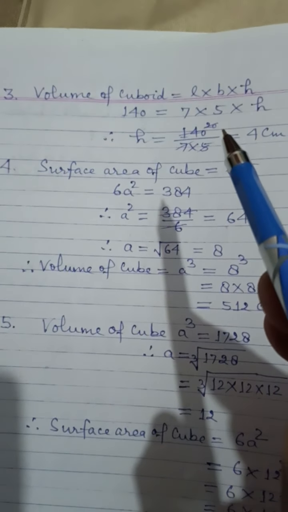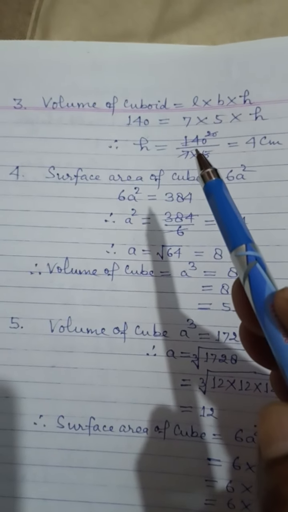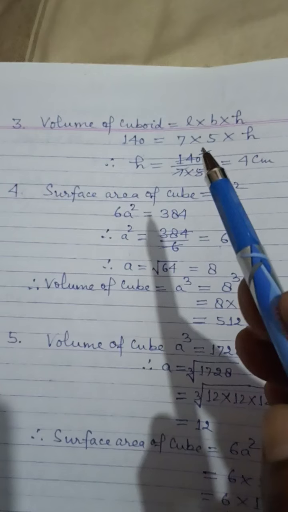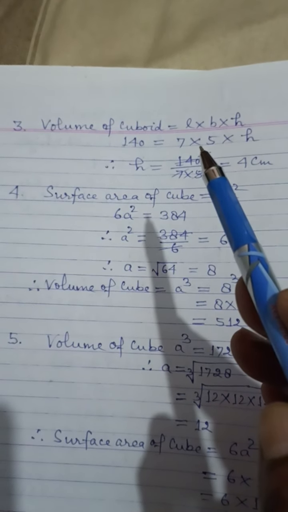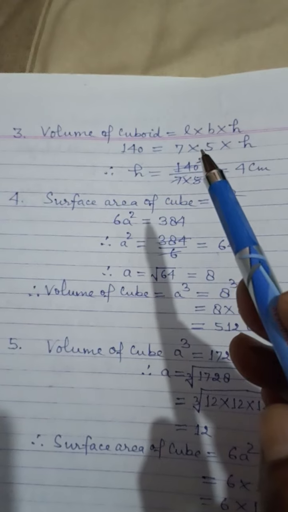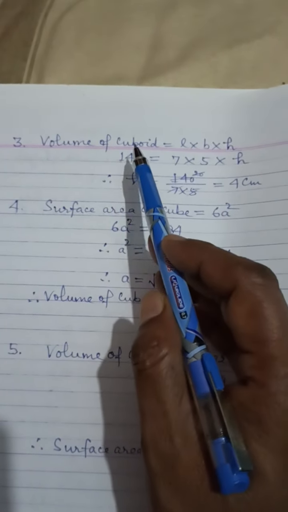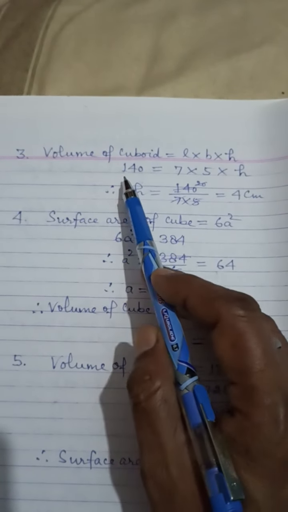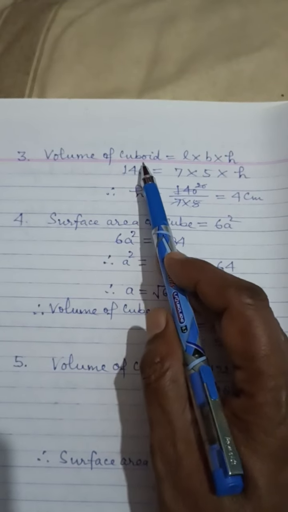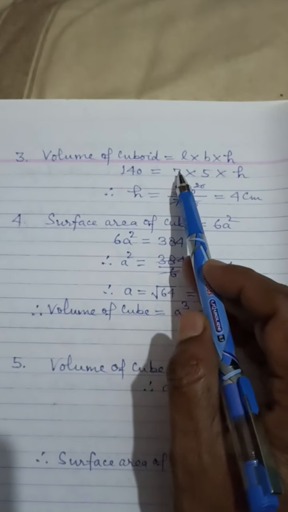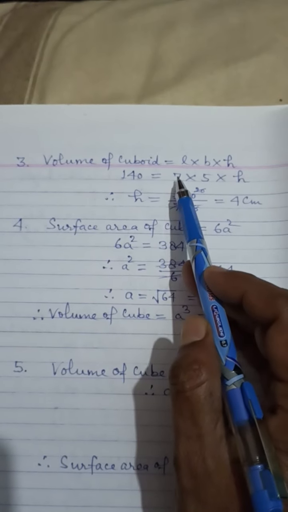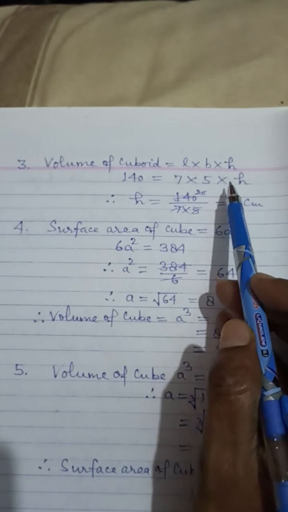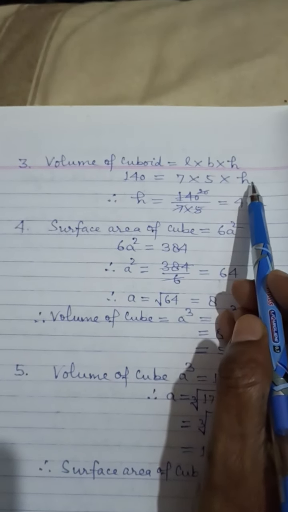Question number 3. In question number 3 it is given the volume of a soap cake is 140 cubic centimeters. Its length and width are 7 centimeters and 5 centimeters. Find its height. You see volume, you know the formula for volume. Volume is equal to L into B into H. And volume is given 140. So in place of volume you put 140 equal to L is given 7 into B is given 5, so 7 into 5 into H. H you have to find out. You have to find out height.